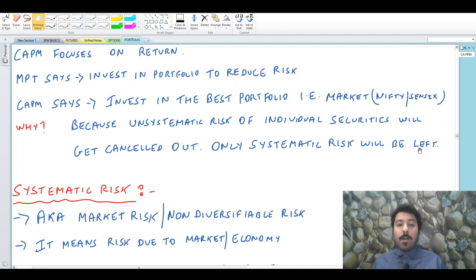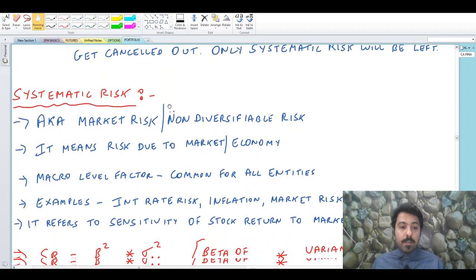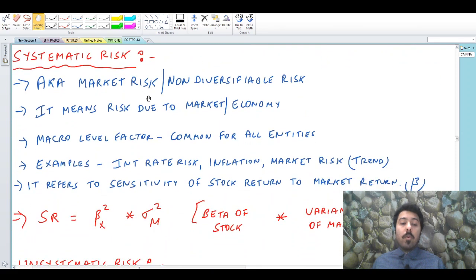See, we discussed what is risk. Risk has two components, systematic risk and unsystematic risk. Okay, let us understand what are those. First, systematic risk. This is also known as market risk or non-diversifiable risk.